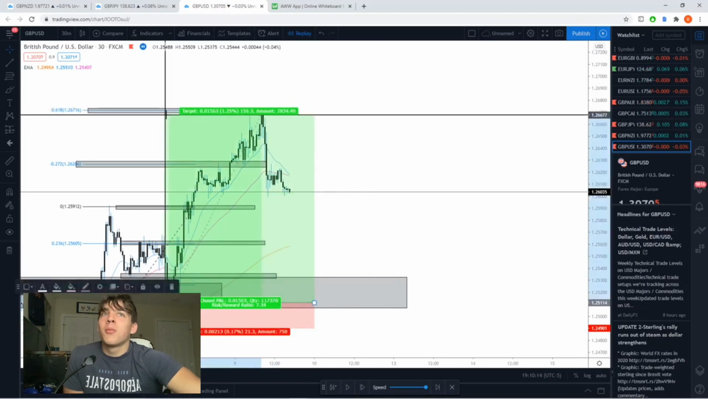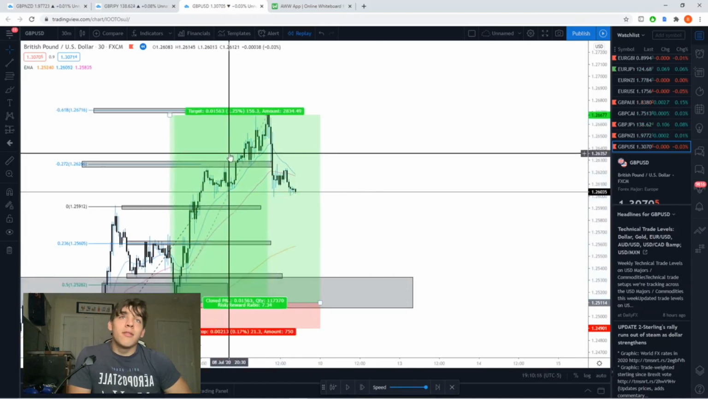You could pretty much say that almost all targets were hit. That would have been a 1-to-7. Very nice trade setup. Like I said, if you were risking $100, you could have potentially made $730 back on this.